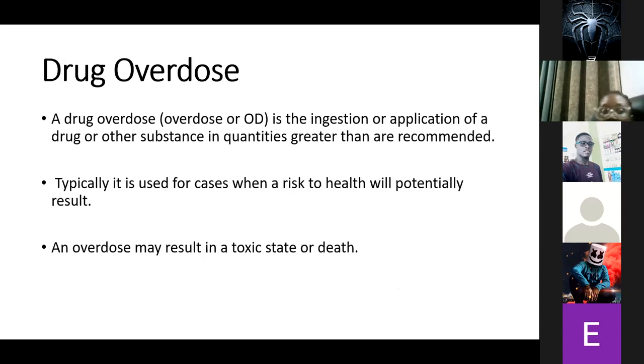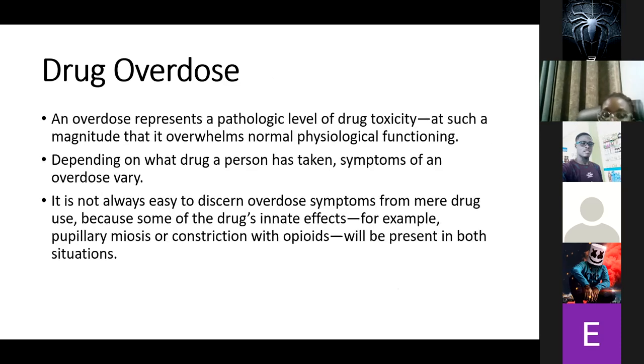Okay, so we'll close with drug overdose. So a drug overdose is an injection or application of a drug or other substance in quantities that are greater than are recommended. And it is used for cases when a risk to health will potentially result. An overdose may result in a toxic state or even death of the patient. An overdose represents a pathologic level of drug toxicity at such a point that it alters the normal physiological functioning of the patient. And so depending on what drug is taken, the symptoms of the overdose would vary.